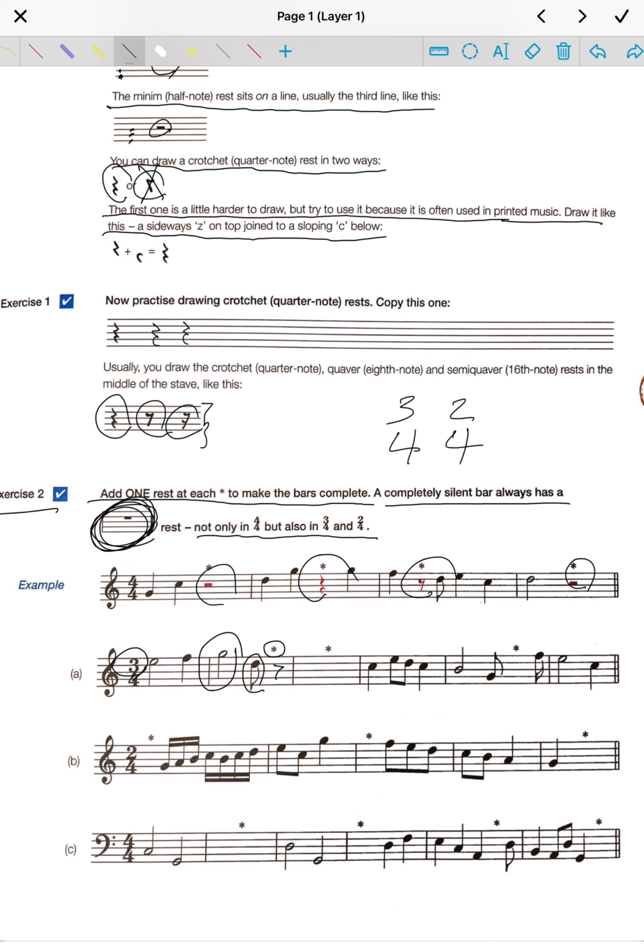I'm just going to draw it like this. Here, an entire bar needs a rest. So we draw the semibreve rest, which is under the 4th line. Because, as I just mentioned, 3/4, 2/4, and 4/4 all require a semibreve rest for an empty bar.